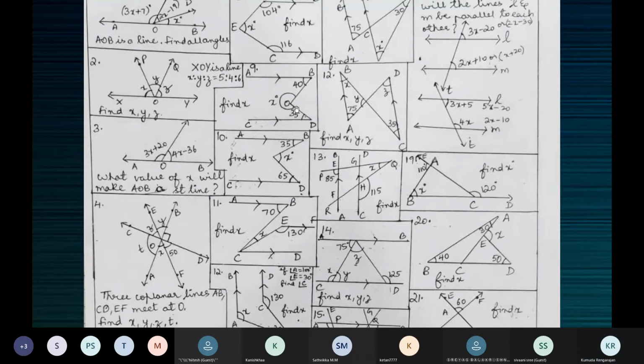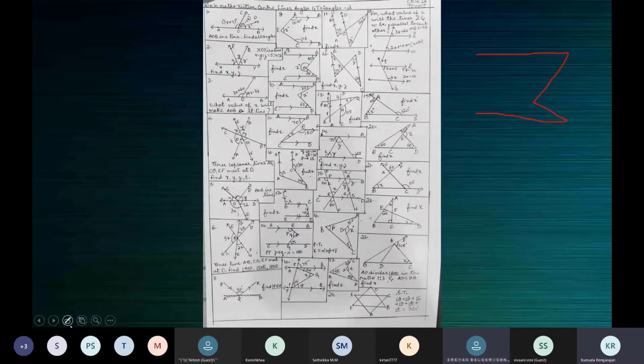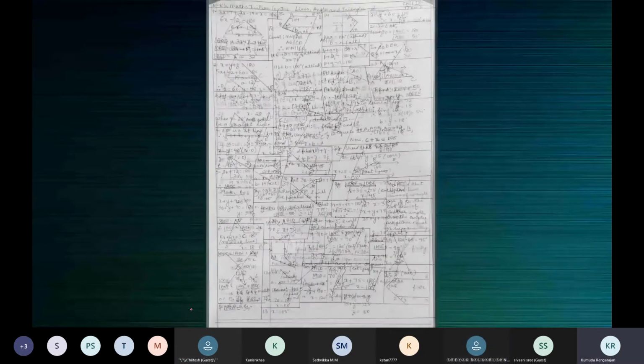Ma'am, a doubt, ma'am. If we join that angle BOD, it would become 360 degrees. Yes, BOD. The full thing is 360, correct. Ma'am, if we extend AB, 40 plus that angle B, then we can find it using alternate angles. Yes, you can. I'll tell you that also. Let me finish this and tell you that also.